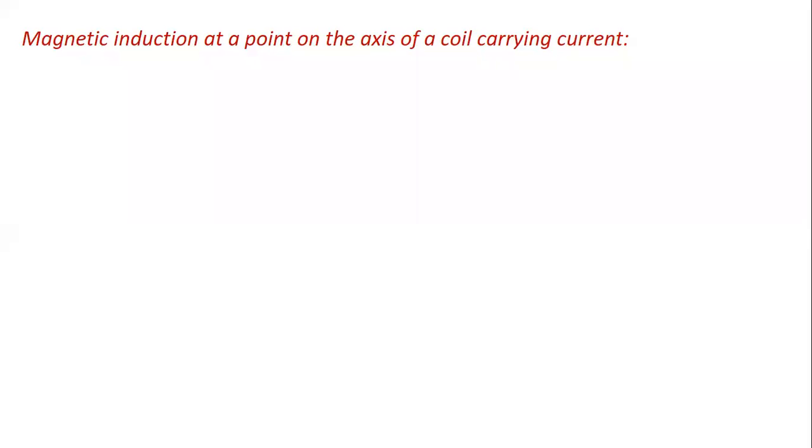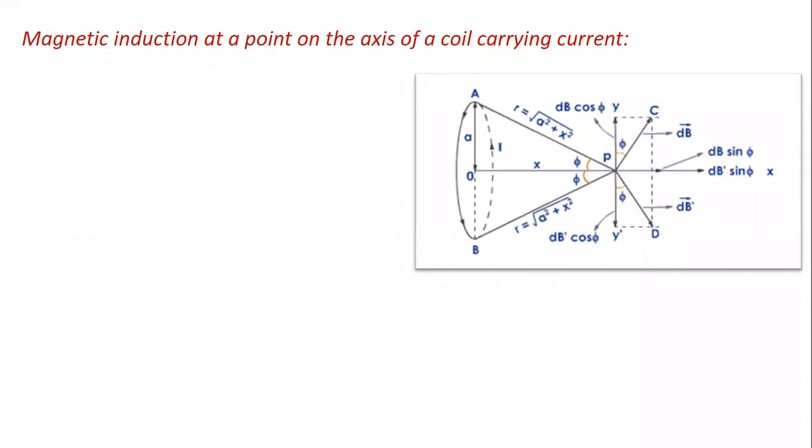Now the next article is magnetic induction at a point on the axis of a coil carrying current. So this is the diagram. On the axis we have to find out the magnetic induction.